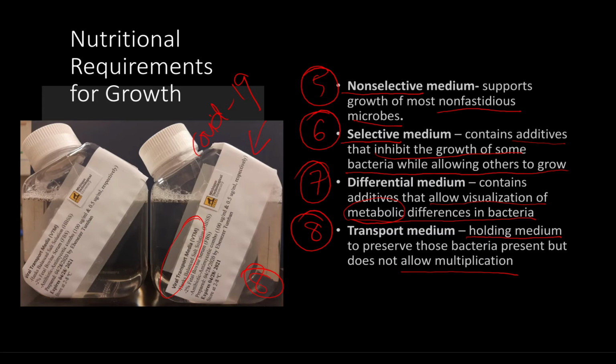So there, when they analyze our sample, they know whether we have virus cells in there, whether we are positive or negative for COVID-19. And that's why it's very important that the transport medium does not allow multiplication.